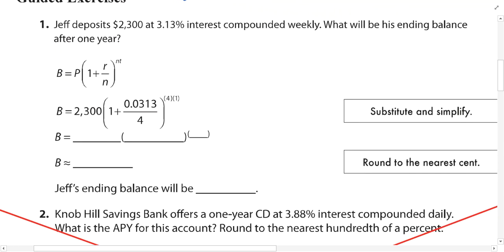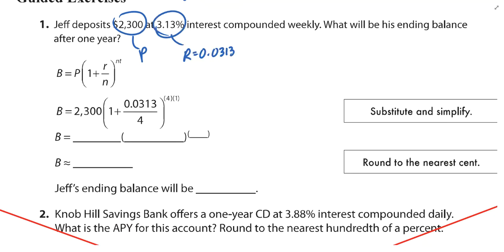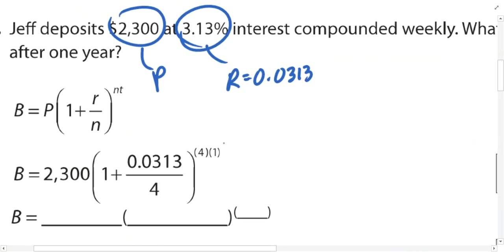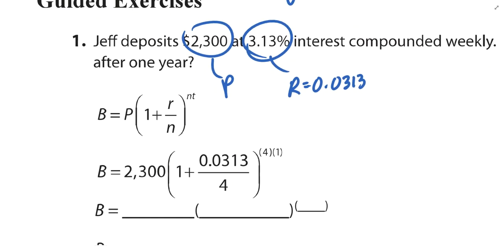Well, it's only question number 1. We're skipping number 2. And if Jeff deposits $2,300 at the beginning of an investment cycle, well, that stands for our P, or our principal starting amount. At 3.13% interest, well, that gives us our R value, but remember that the R value must be written as a decimal. So I've just moved this decimal point 2 places to the left. That's how I obtained this value here.